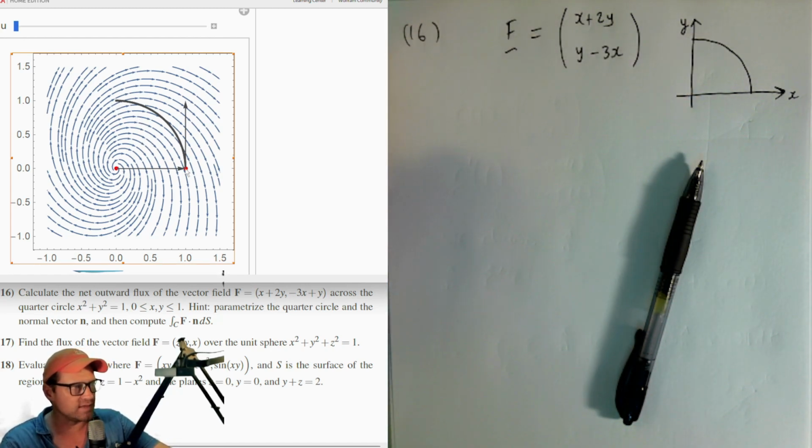And then I have a point there shown in red. That is a point on that quarter circle, and another point there in red at the origin.